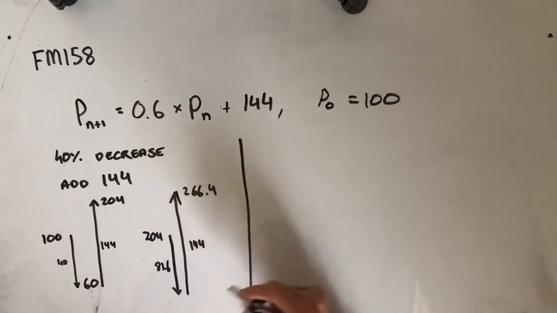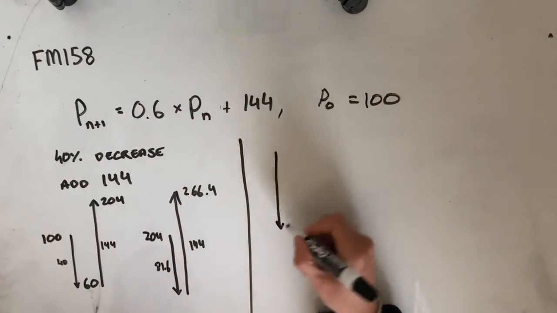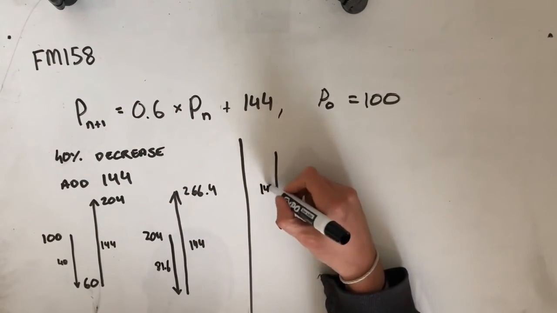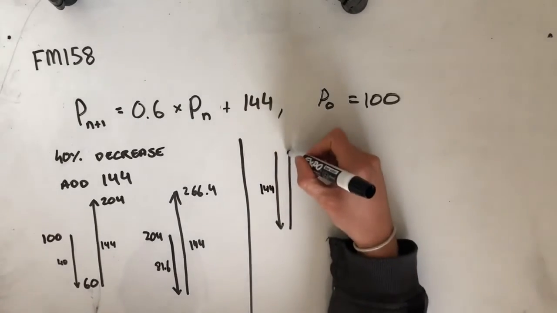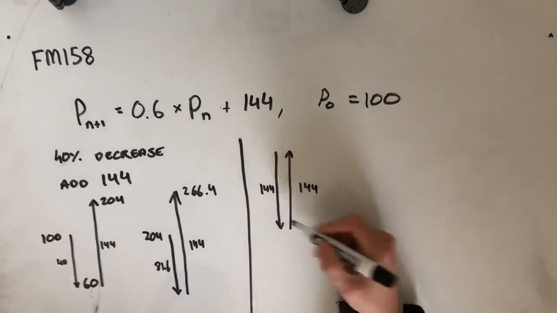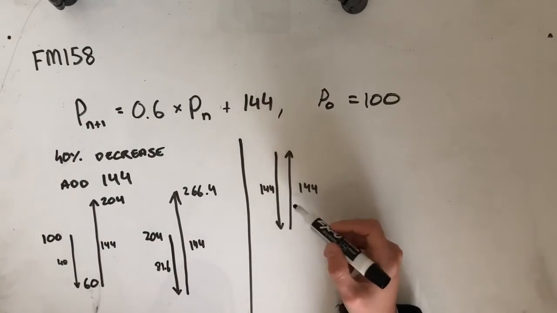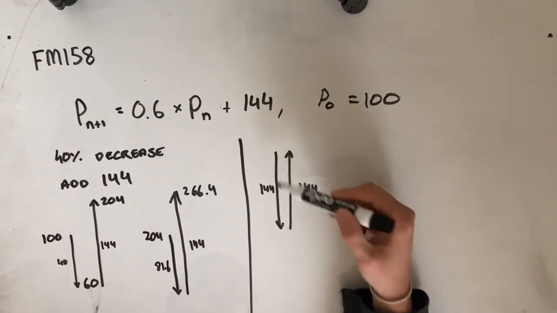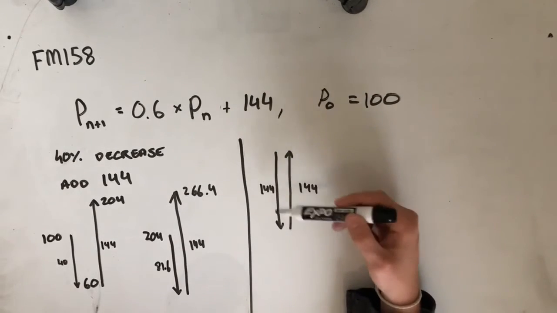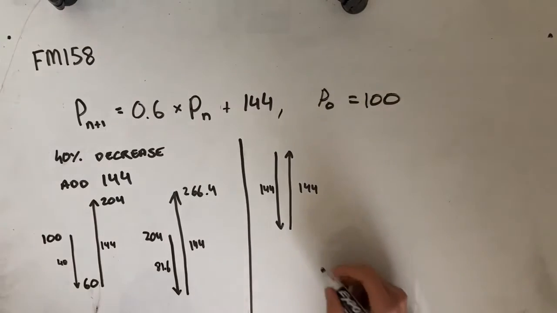What we'll eventually run into is that our pay rate is going to go down by 144 and then up by 144. So it's our job to figure out what our pay rate is going to be when 40% of that pay rate is 144. And there's a fairly simple solution to find this.